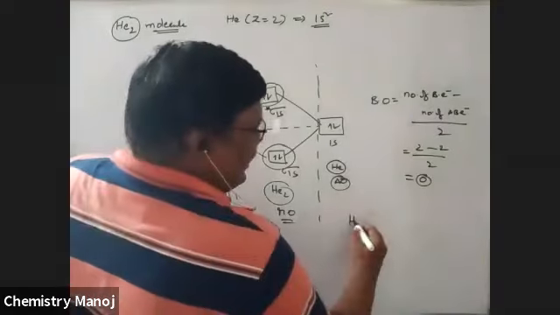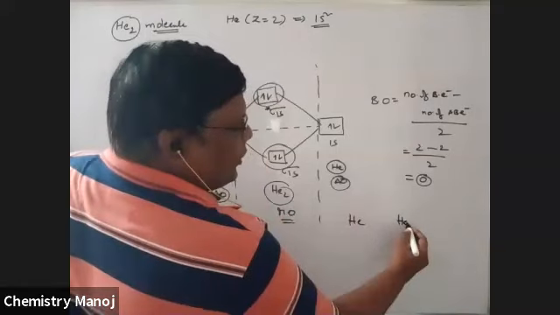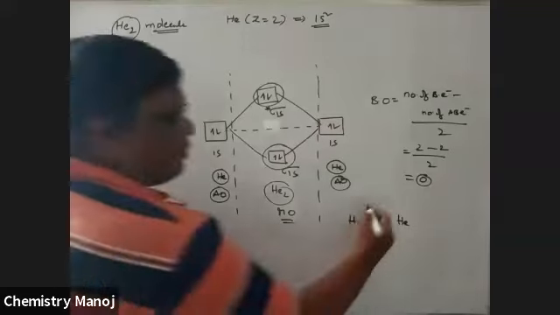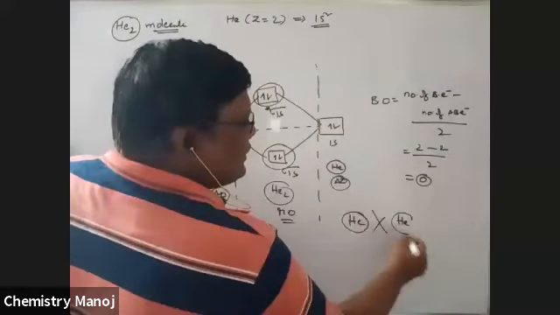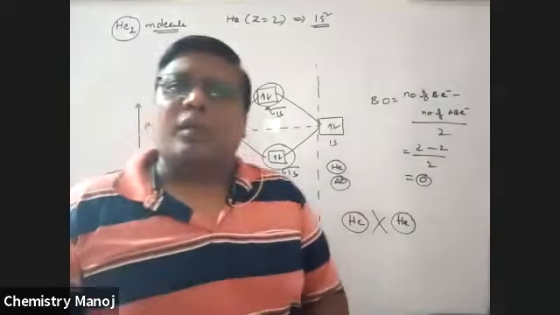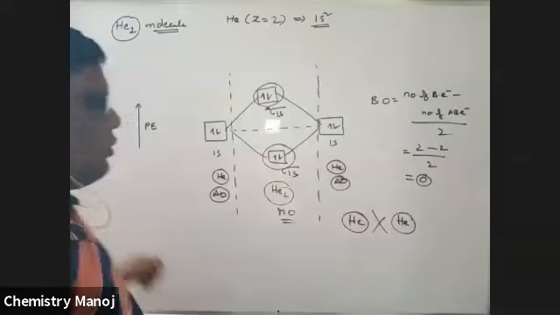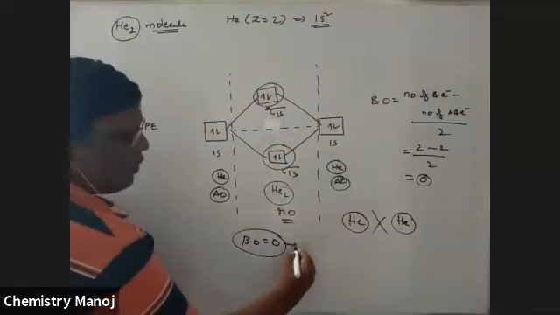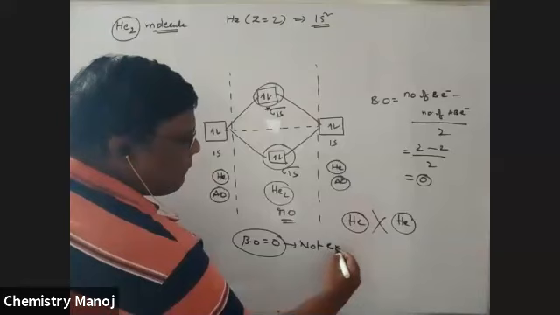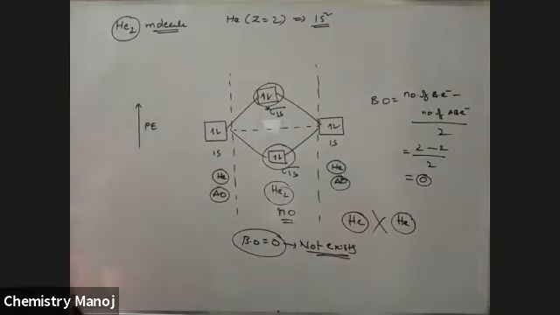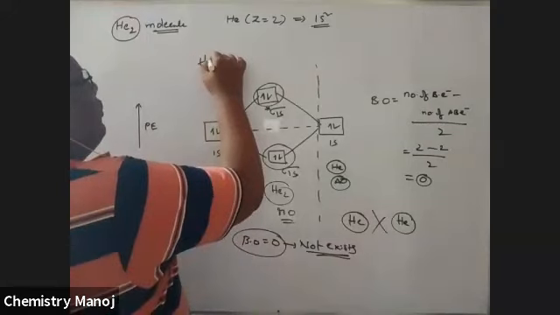So there is helium, there is helium. How many bonds are present between helium and helium? No bond. That means helium itself exists there, not combined with each other. So bond order does not exist. Therefore, those molecules having bond order equal to 0 do not exist. Therefore, the He2 molecule is not existent.